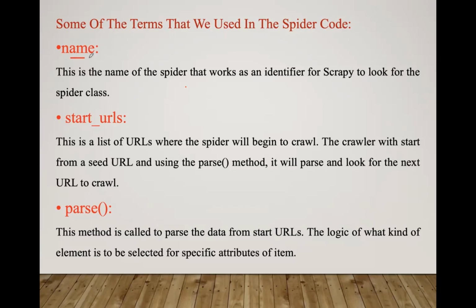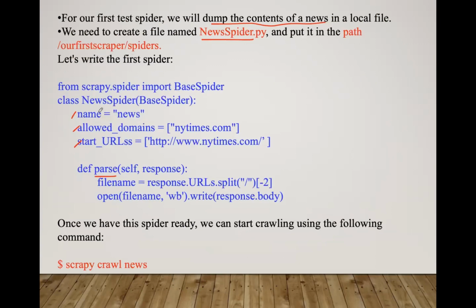Next, we have allowed domains. Here you can see allowed domains. It's an optional list of strings containing the domains that the spider is allowed to crawl. Requests for URLs not belonging to the domain names specified in this list won't be followed.